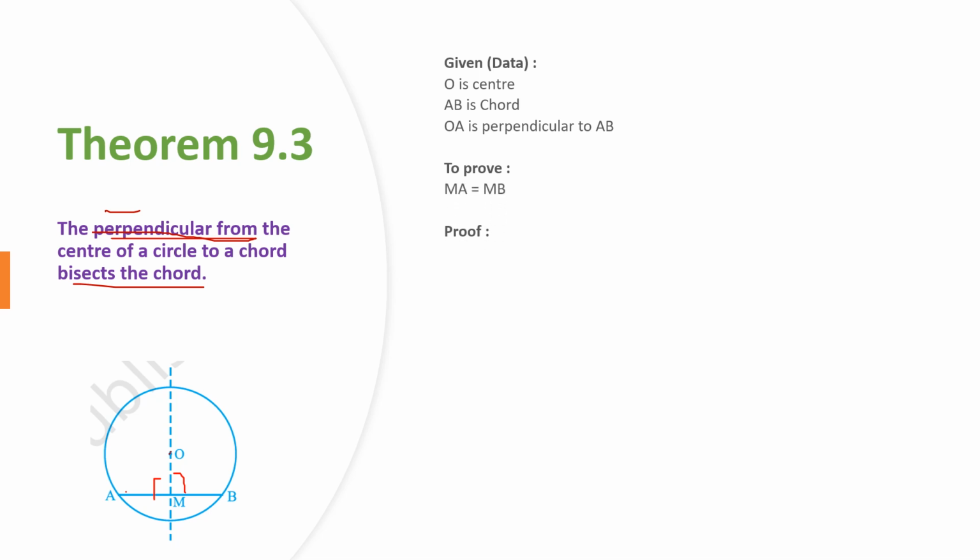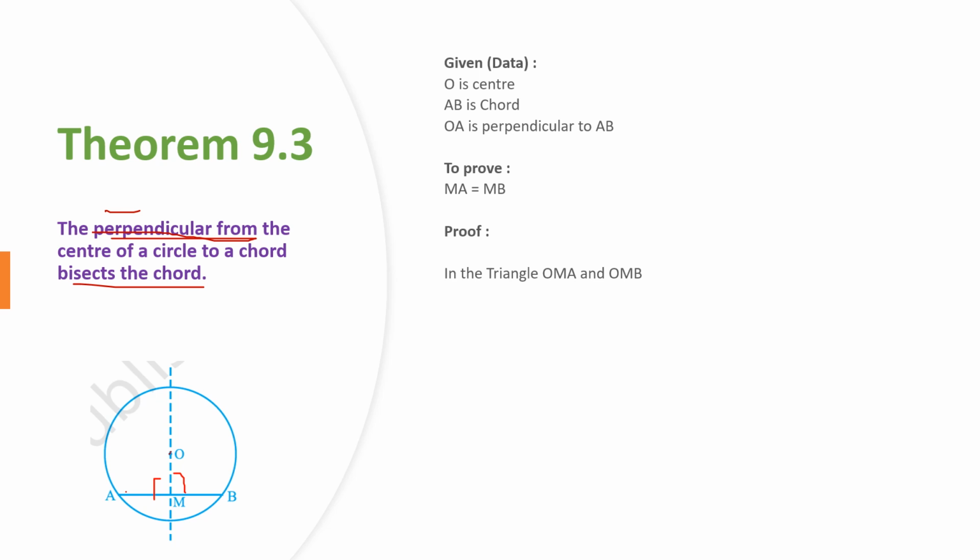Then what to prove? We have to prove that this vertical line bisects the chord. Bisects means cut into two equal parts. What are the parts? AM is the one part, MB is the other part. So equal parts means AM should be equal to MB. So we have to prove MA is equal to MB. All right, so let's go for the proof now.